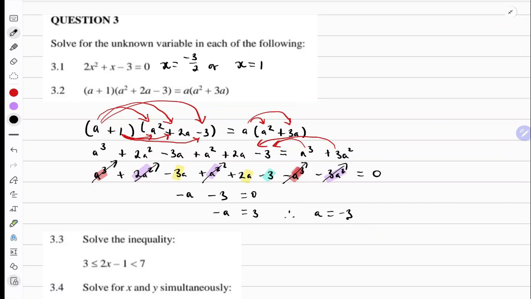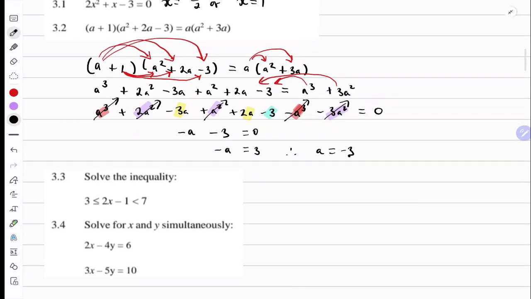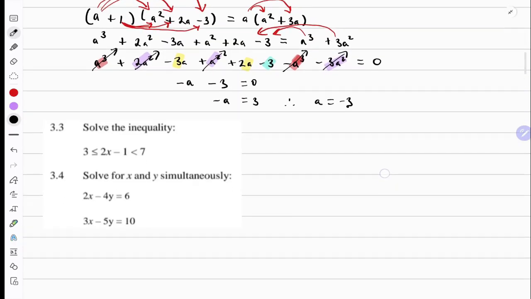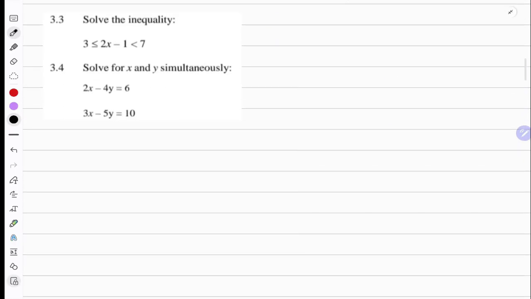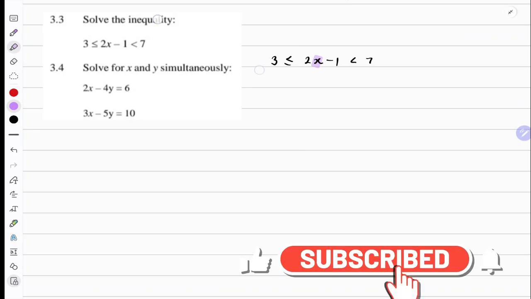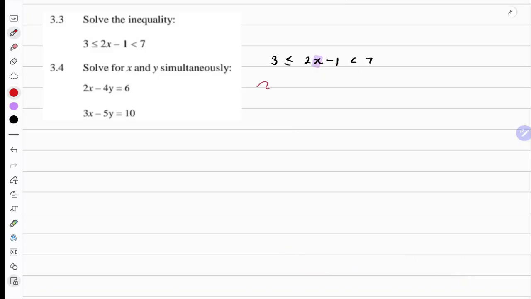So let's move on to 3.3. In 3.3, we are given an inequality, right? So let's solve for x for the given inequality. We've got 2x minus 1 is greater than 3, and 2x minus 1 is smaller than 7. So the idea with inequalities is we want to isolate the variable. So the first thing we can do is eliminate this negative 1. We can add 1 to all parts of the inequality.